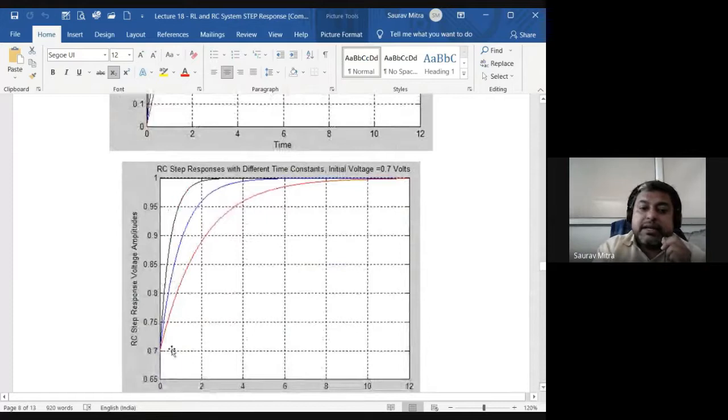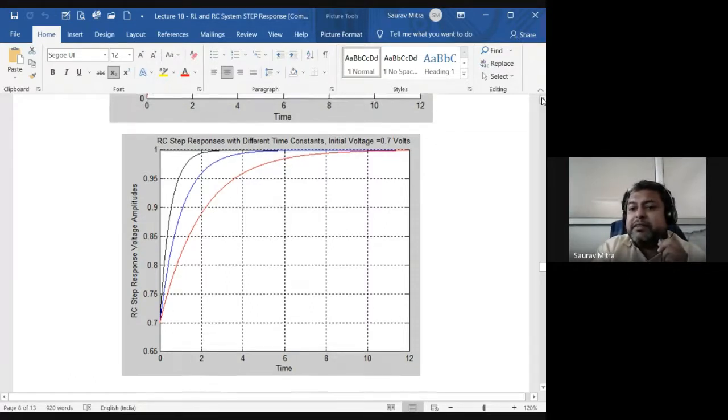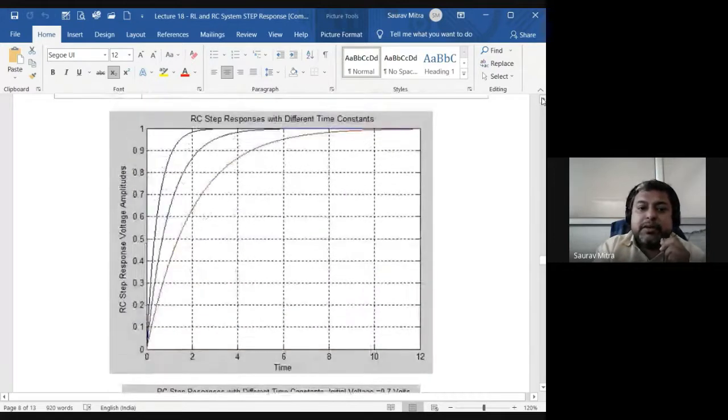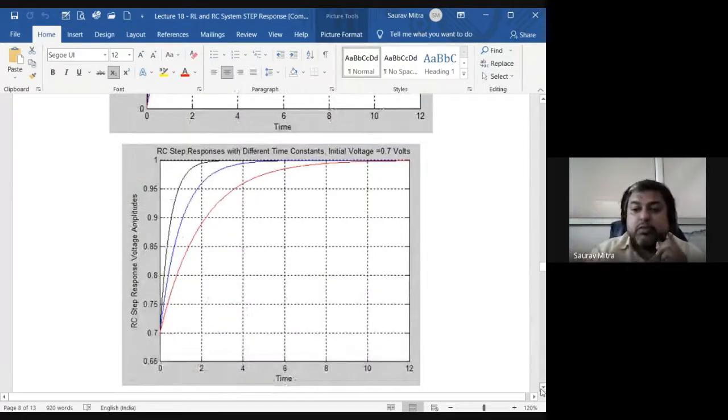So in the below case, the initial voltage is 0.7. So how much is the travel part? It is only traveling 0.3 volt. It is starting at 0.7 and going up to 1, so the traveling part is only 0.3. But for this top graph, how much is the traveling part for the voltage? It is going from 0 to 1, so the traveling part is 1 volt. But for the below graph, the traveling part is 0.7 to 1. So the travel has become smaller. So in this case the system will reach the steady state very fast, but here also you are finding that black is fastest and red is slowest.